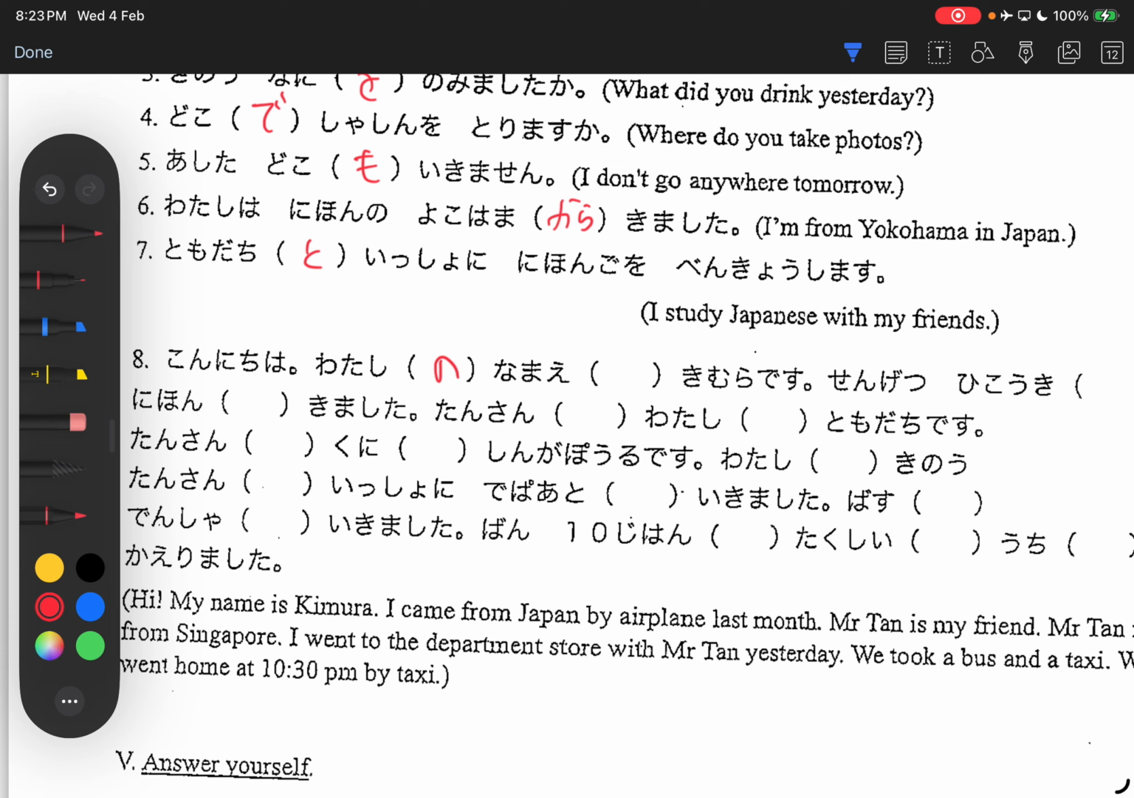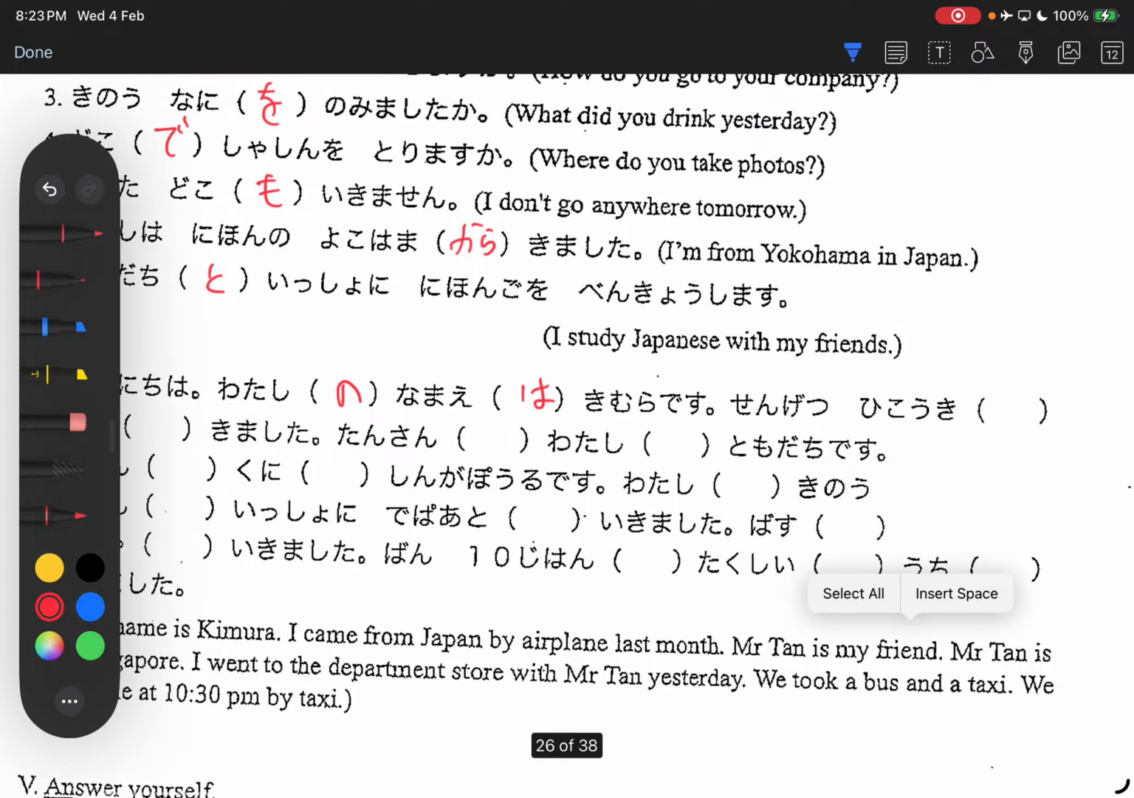Okay, 私の名前. So why we use no is because 私 is a noun, 名前 is a noun. So noun and noun in between we should use a no. Next one, why we use wa, right? We are doing the introduction of yourself. So my name is the subject here, then we use wa. Is Kimura です. 先月飛行機. Yes, Jin-kun?